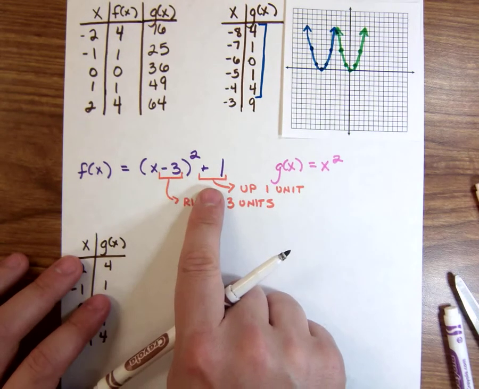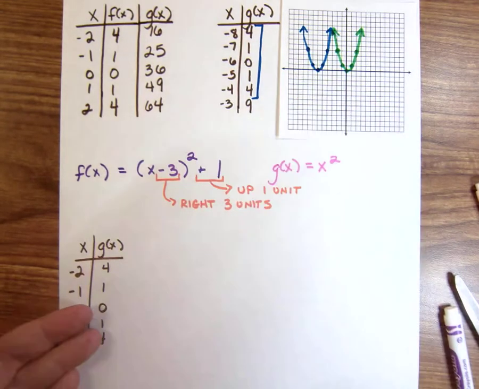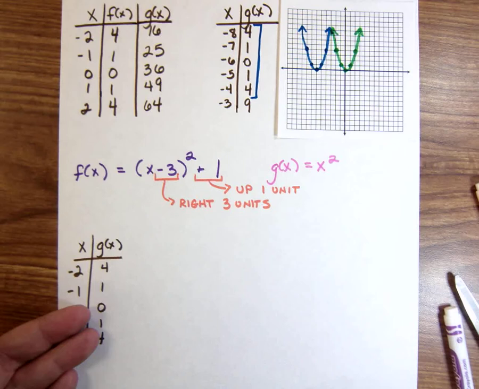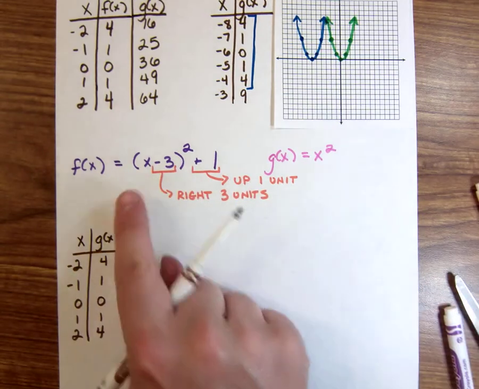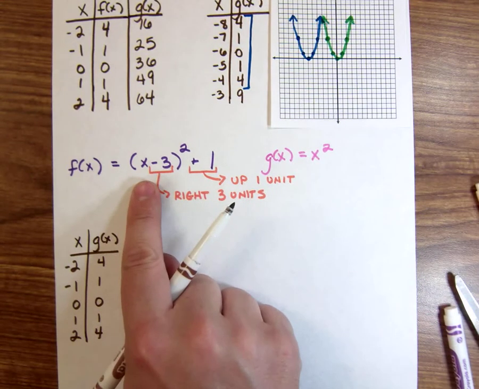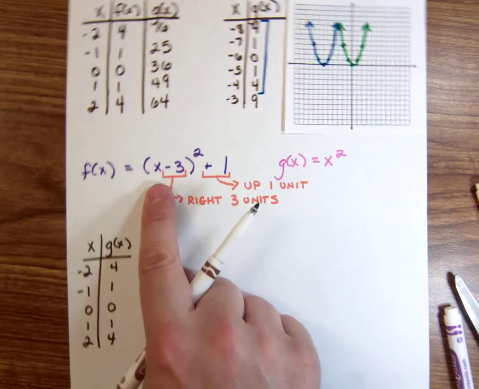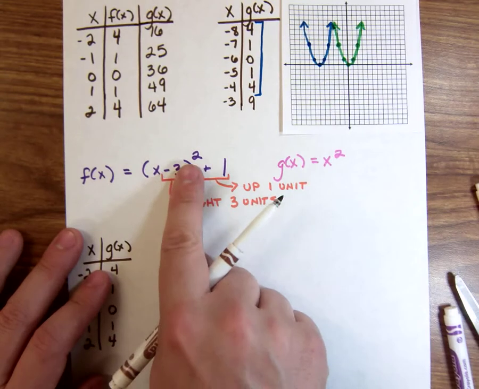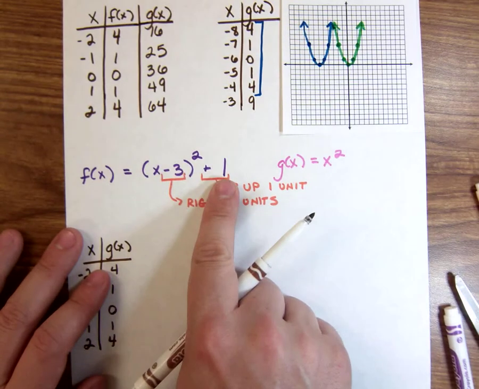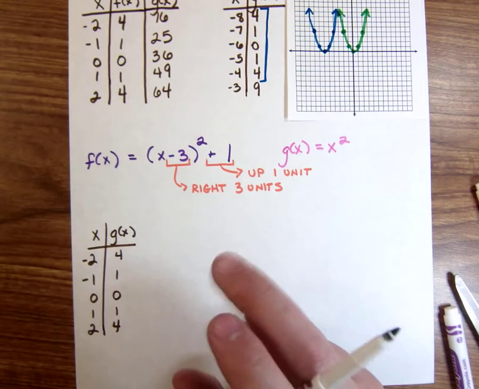It's going to be 1, right? Without this, the lowest point would be 0. But I moved it up 1, so the lowest point's going to be 1. So what x value would give me 1? What x would I have to put there so that this whole thing equaled 1? Well, that'd give me 2. I'd have 4 minus 3 squared, which is 1 squared, plus 1. That'd be 2. So 3 is going to be my turnaround point.